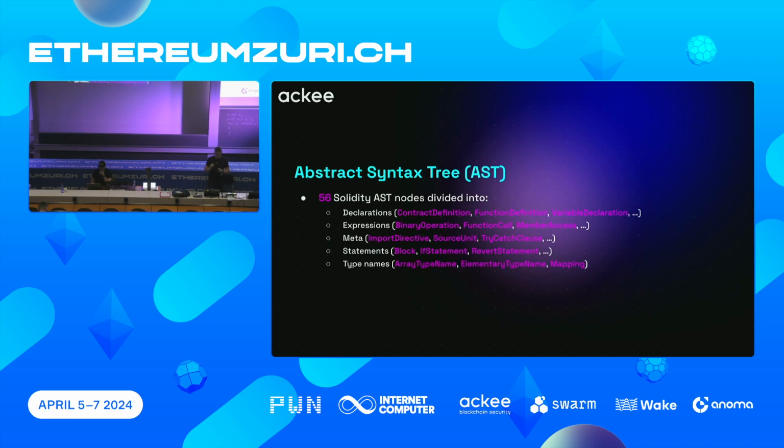There are also type names, and there are only a few nodes that are type names, like array type name, elementary type name, mapping, and there may be one or two more. And the type name is this. It's the name of a type. So in this case, it's uint. It's a name of a type. That simple it is.